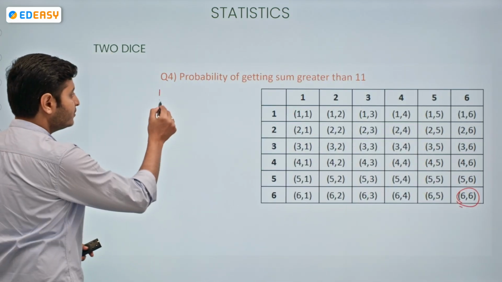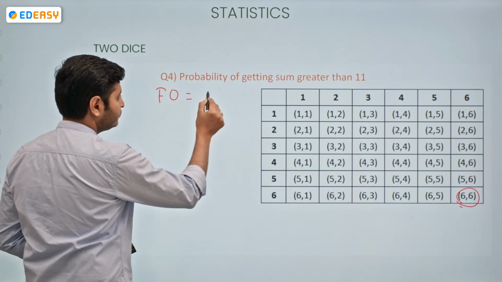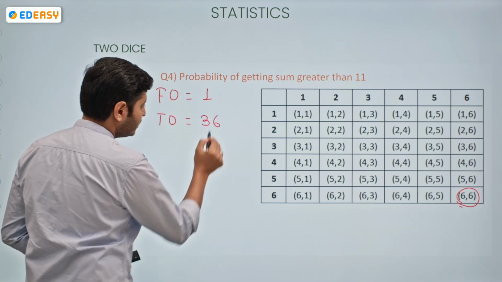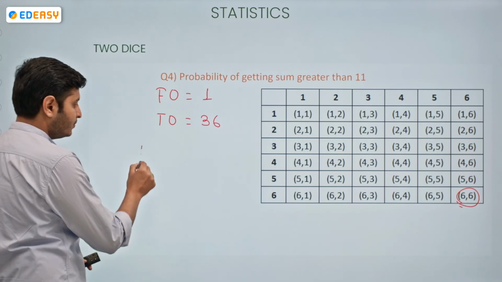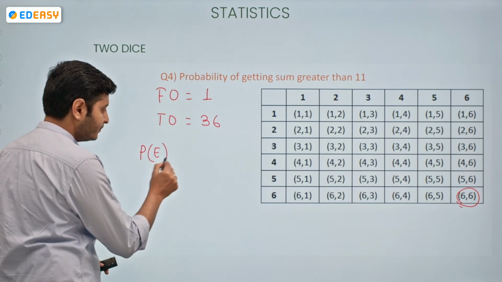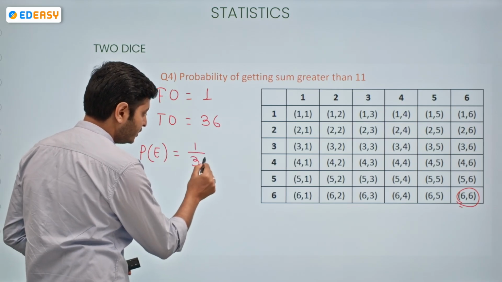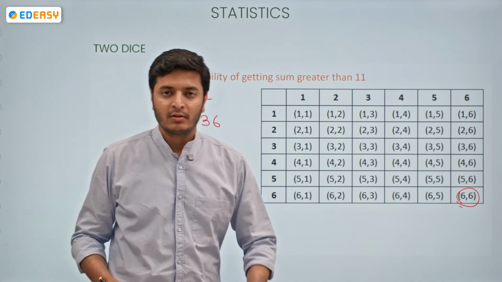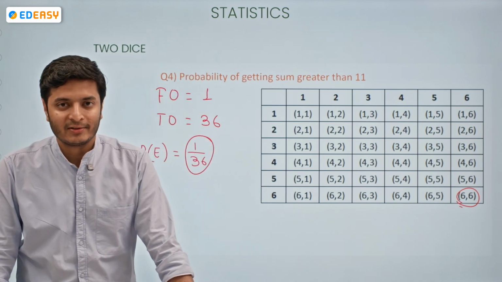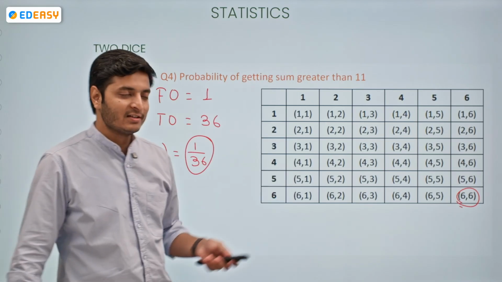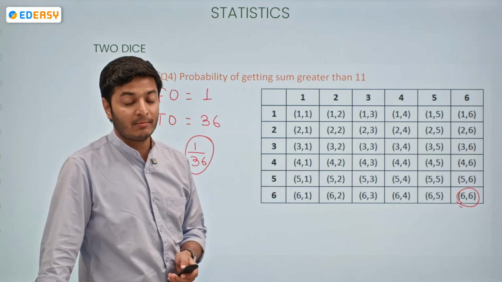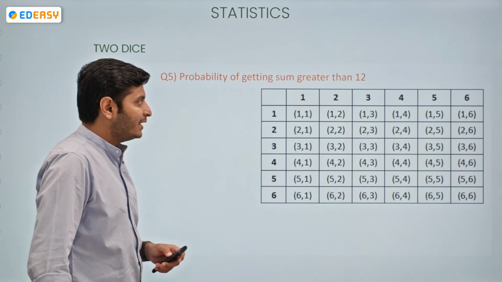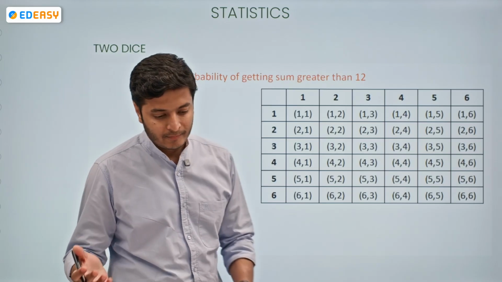So favorable outcomes 1, total outcomes 36. So the probability of this event to happen is 1 by 36, already simplified. So what are the chances? What are the odds of you getting 6 on both the dice? 1 by 36.